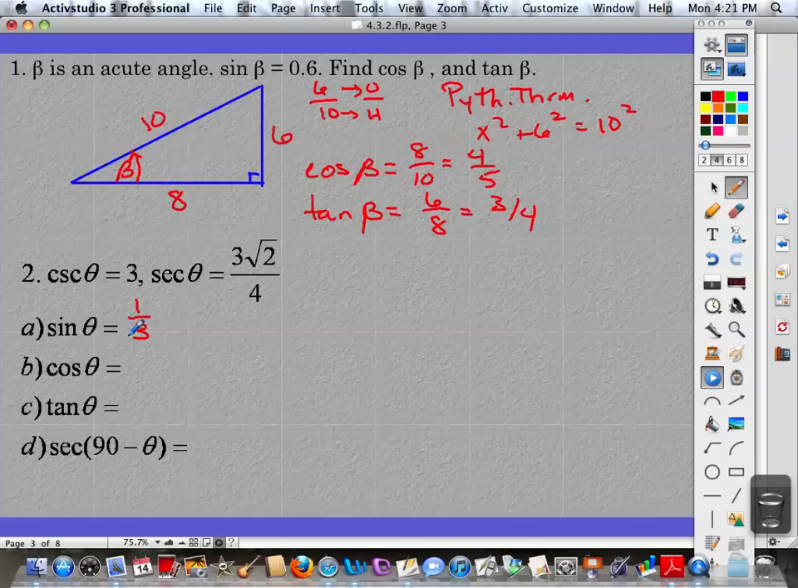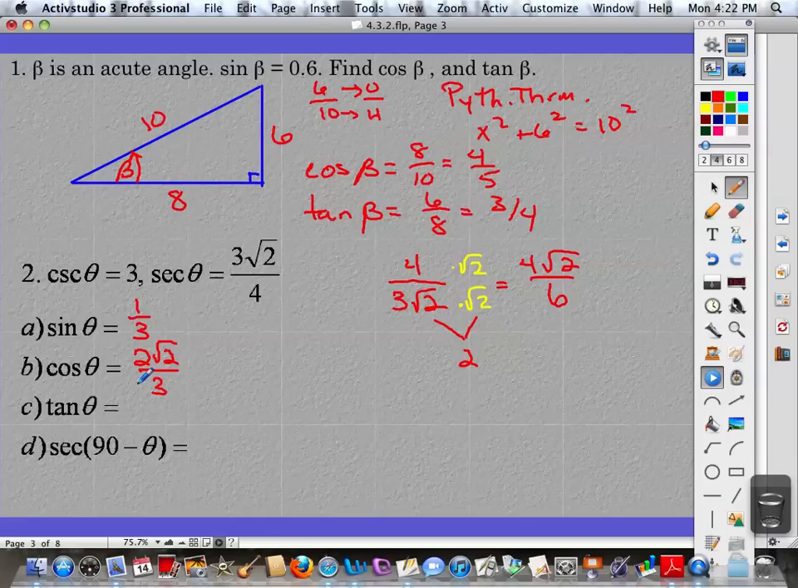In part B, the cosine of theta, cosine is the reciprocal of the secant. So if I take the reciprocal of the secant, I have 4 divided by 3 square root of 2. Well, I don't want to leave that radical in the denominator, so we're going to rationalize by multiplying the numerator and denominator both by square root of 2. So that's 4 times the square root of 2. The square root of 2 times the square root of 2 is 2, times the 3 gives us 6. And if we simplify, we have 2 times the square root of 2 divided by 3.